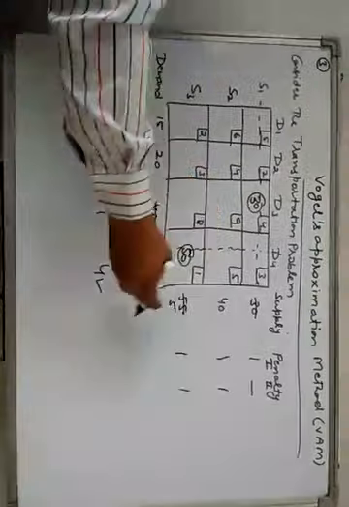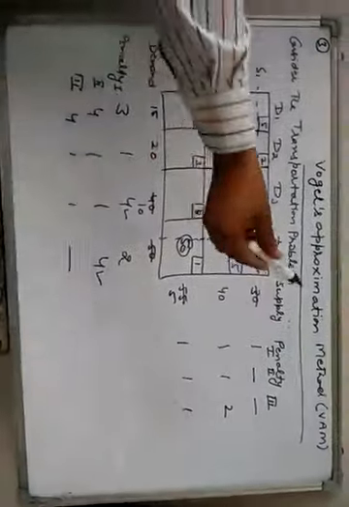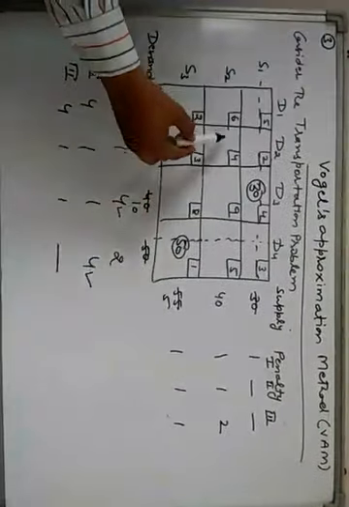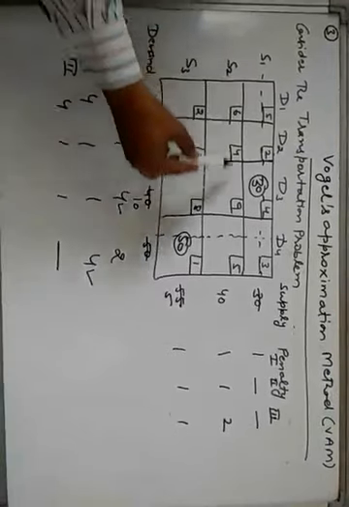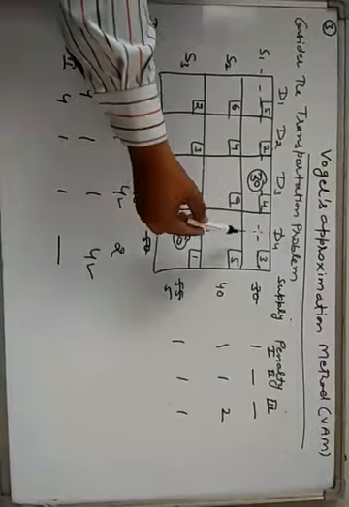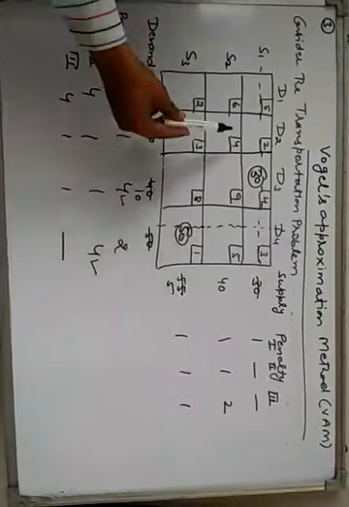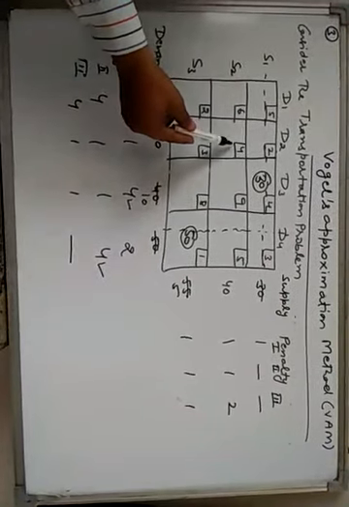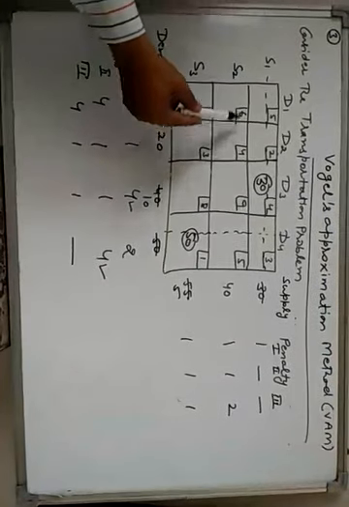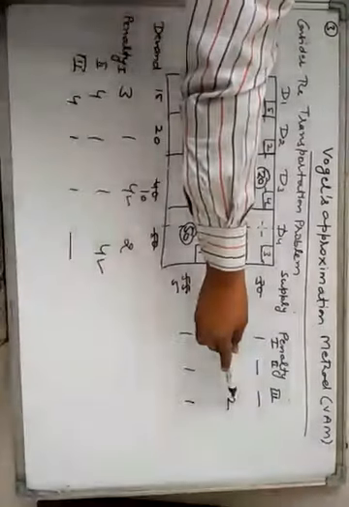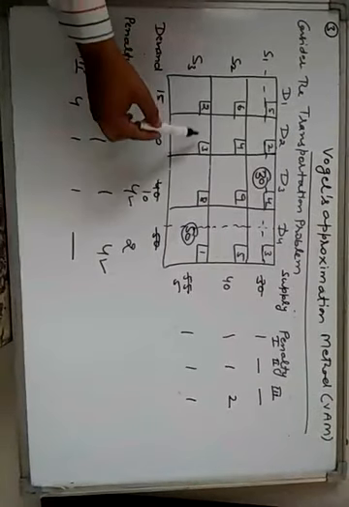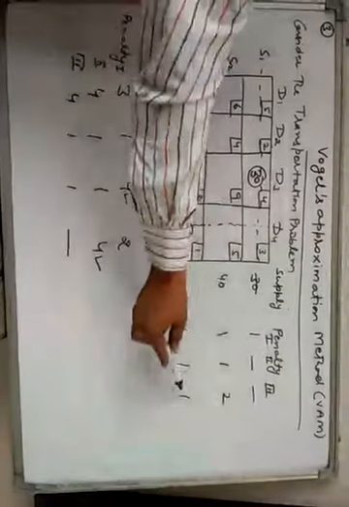Now we will again calculate the penalties. Here the remaining entries are these. For this row, as this is crossed, therefore lowest cost is 4 and the next to this smallest cost is 6. The difference of 4 and 6 is 2, therefore penalty is 2. For this row, penalty is difference of 2 and 3, that is 1.